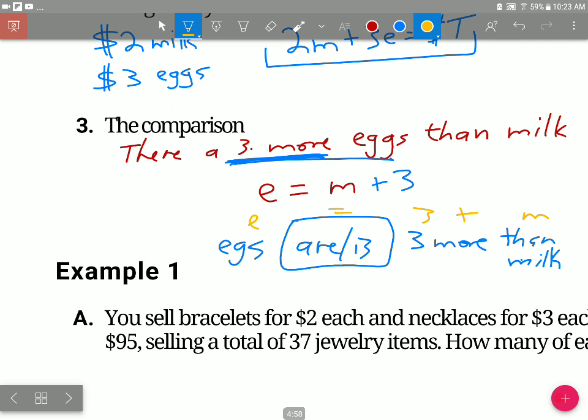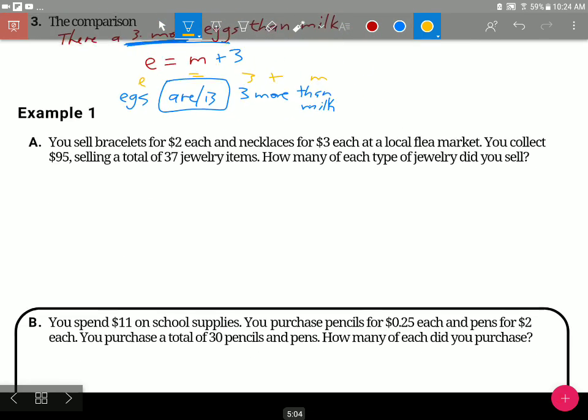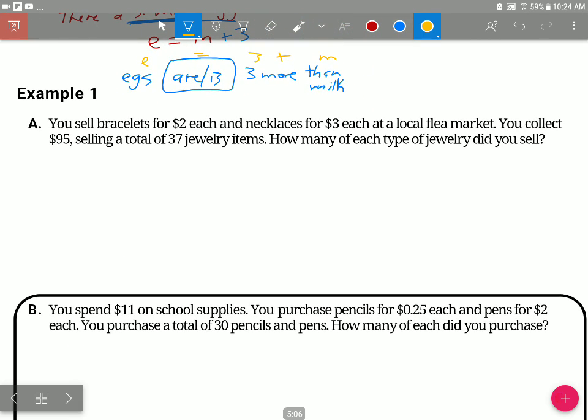But those are the three types we're going to come across, and those are the three most common types. All right. So here we go. Example 1. You sell bracelets for $2 each, and necklaces for $3 each at a local flea market, and you collect $95, selling a total of 25 jewelry items. How many of each type of jewelry did you sell? Okay, so first things first, what kind of jewelry did you sell?